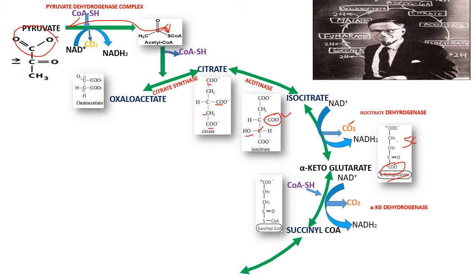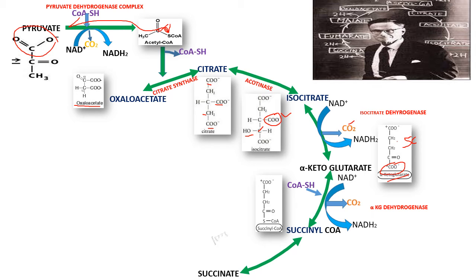get oxidized to carbon dioxide. So we are left with the original 4 carbon atoms of oxaloacetate. In the further reactions, succinyl has to be converted into oxaloacetate so that this cycle goes on. So what happens in the next step?